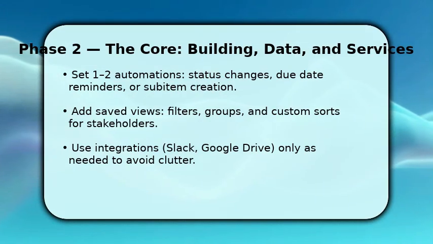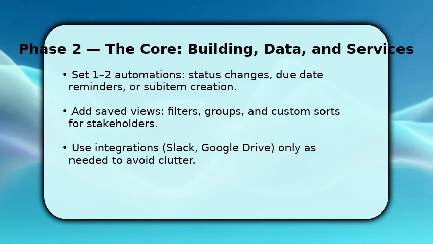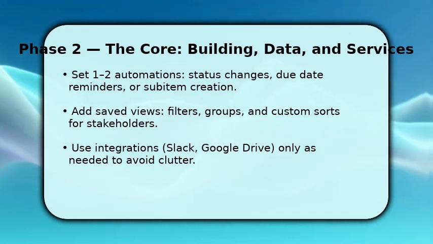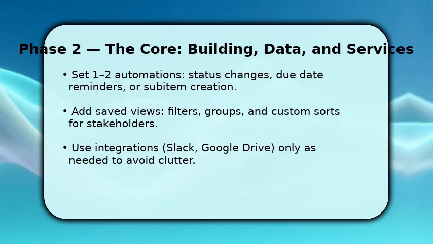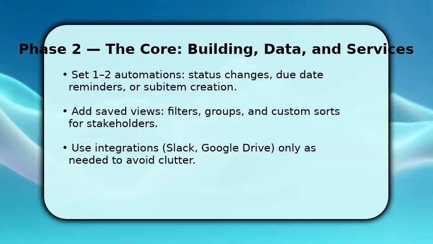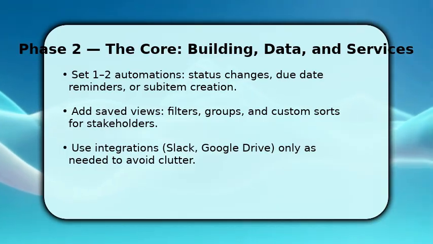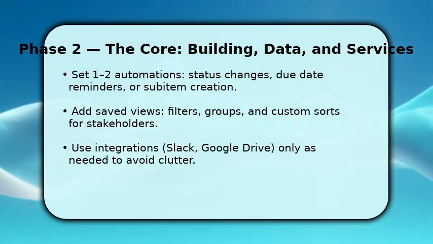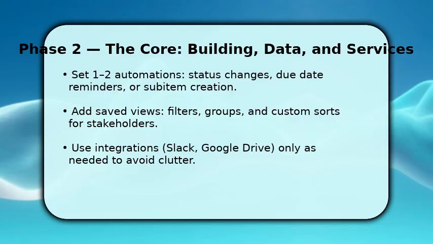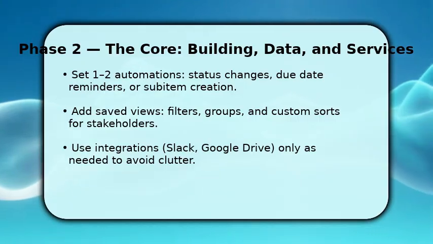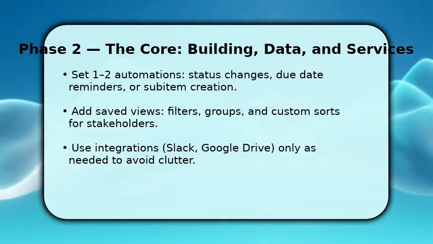Once the board exists, configure automations to reduce manual work. Add a status change trigger and a due date reminder to start. Then create and save views with filters, groups, and sorts. This gives product, design, and ops the exact lens they need. Integrate third-party apps like Slack or Google Drive selectively, and map which folder or channel connects to which board. Make sure to test automations with a sample task so you catch logic errors early.